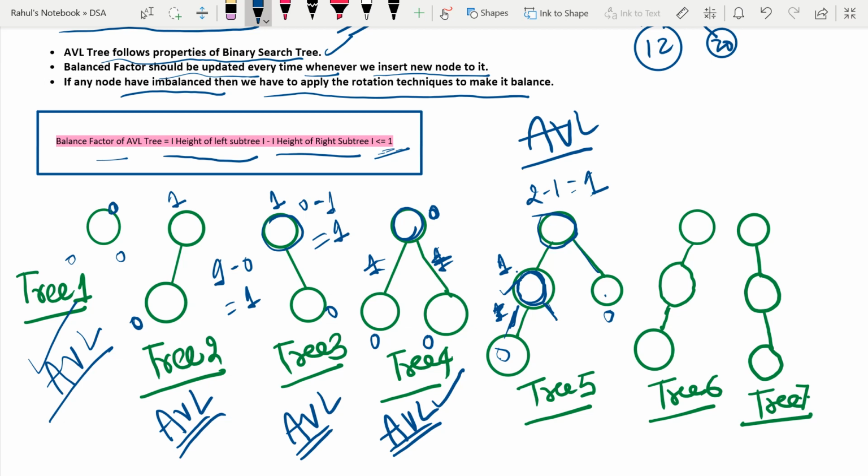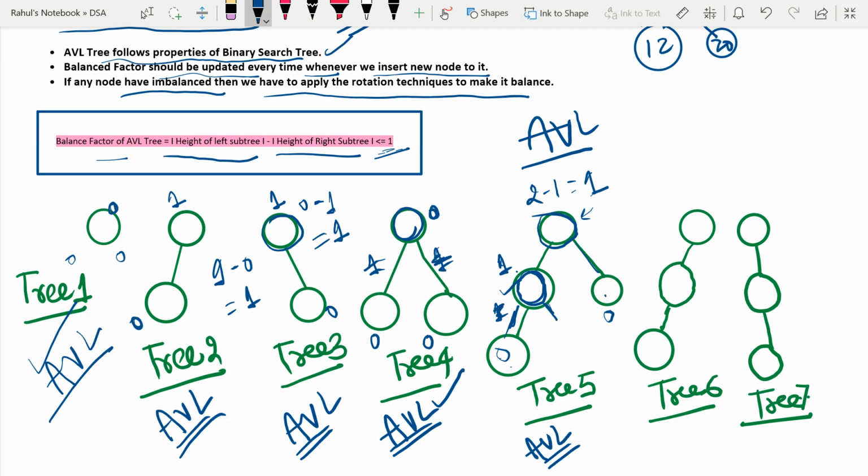So if we talk about the balance factor of all nodes, then this node contains balance factor 0, this node is also 0, this node's balance factor is 1, and this node's balance factor is also 1. So all nodes have a balance factor less than or equal to 1. So this tree 5 is also an AVL tree.